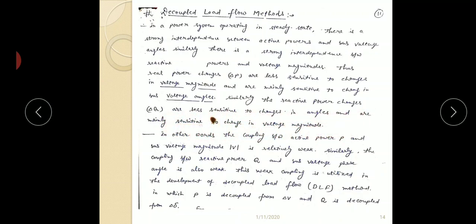Okay. So in other words, the coupling between active power P and bus voltage magnitude V is relatively weak. Similarly, the coupling between reactive power Q and bus voltage phase angle is also weak. So this weak coupling is utilized in the development of decoupled load flow method, DLF method, in which P is decoupled from delta V and Q is decoupled from delta delta. So this is the main idea of decoupled load flow method.